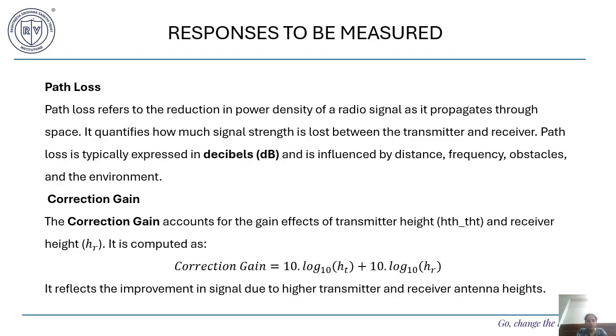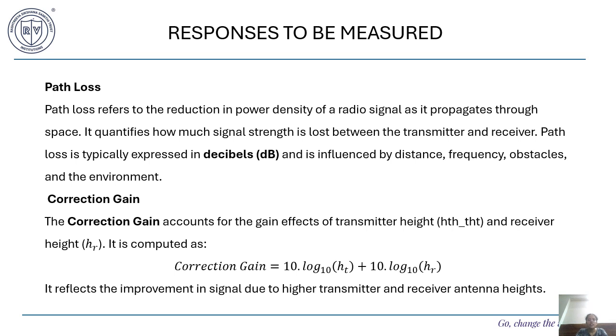The responses to be measured. The primary response measured is path loss. It is the reduction in power density of a radio signal as it propagates through space. This can be influenced by distance, frequency, obstacles such as buildings or mountains, or how much of the signal is being lost or reflected back, depending on the environment it is in.